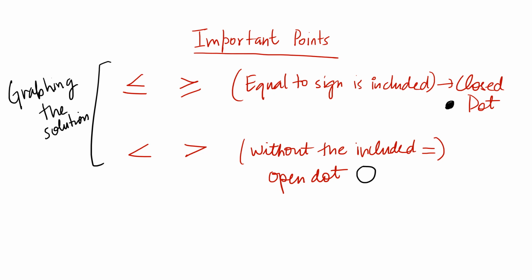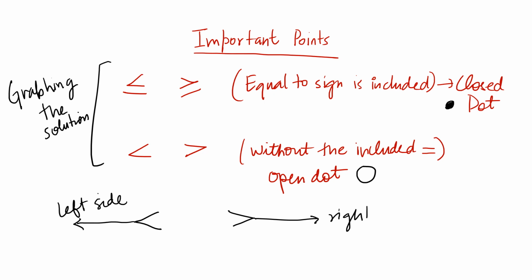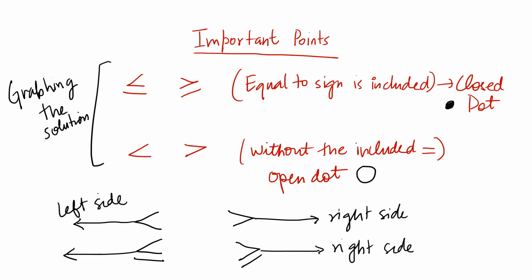solution. Next thing is, when it is less than, you have to move on the left side to do the graph, and when it is more than, you have to move on the right side. And this is true for less than or equal to also, you have to move on the left, and greater than or equal to also, you have to move on the right side. So you have to keep in mind these points while graphing the solution for inequalities.